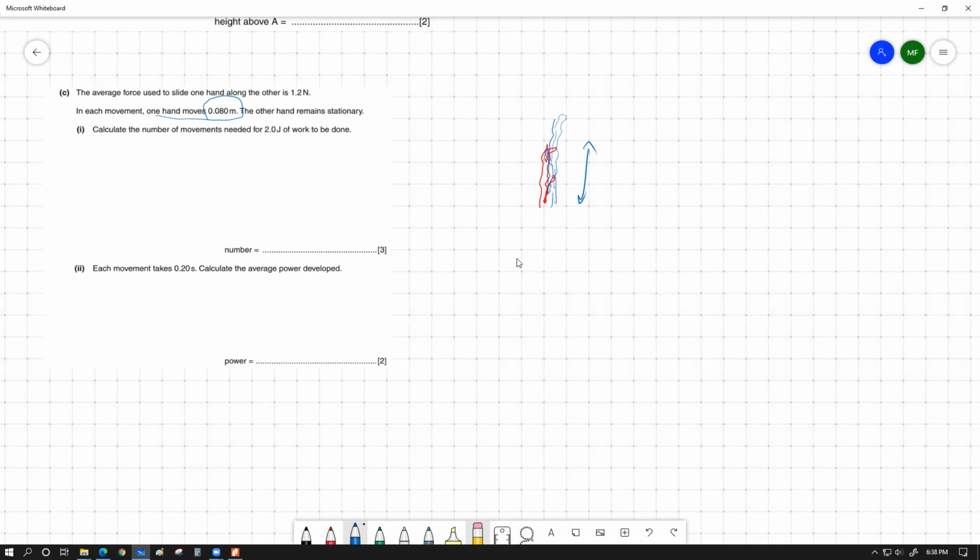This is actually pretty simple. You can find out the total amount of work done by only one movement. One movement means, let's say you keep your left hand stationary, you move the right hand from close to you to farther away.